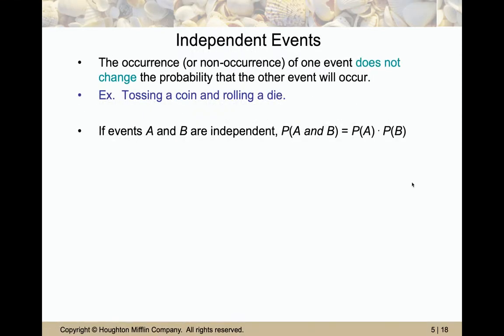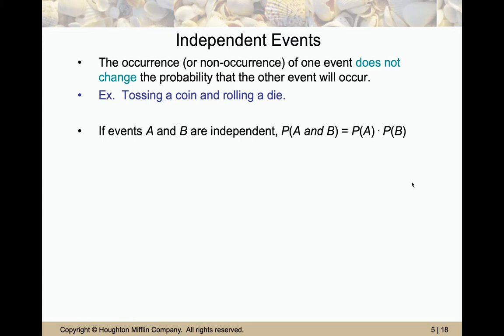Okay, the first thing we're going to talk about is independent events. The occurrence or non-occurrence of one event does not change the probability that the other event will occur if the two events are independent. So that is a condition for the rule that we're going to learn.